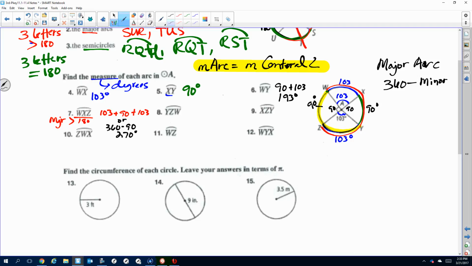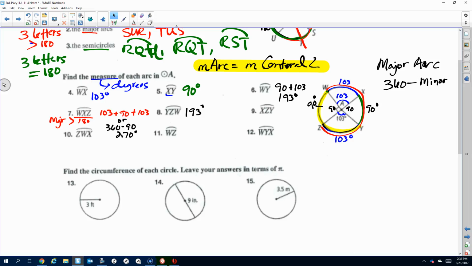So on number 8, we're finding YZW, excuse me. So I'm going from Y to Z to W. Well, we did that one already. We should get 193. Okay. So I'm hoping you can use that to help you problem solve and finish the remaining angle measurements. I'm going to check that it's completed. That takes care of that section.